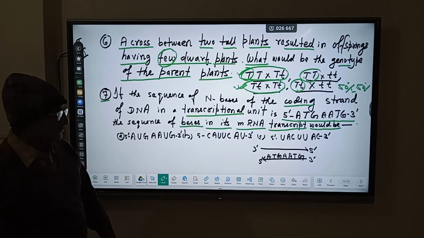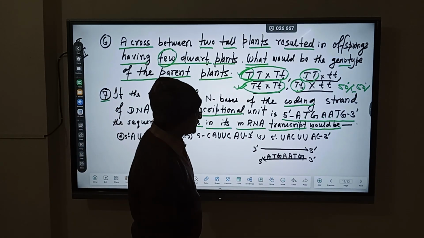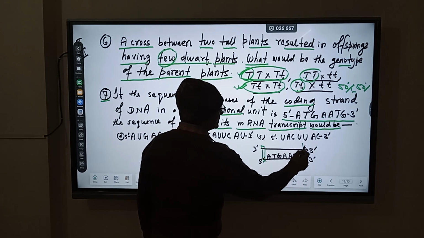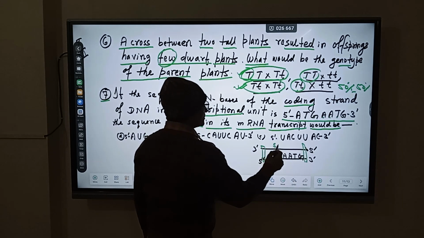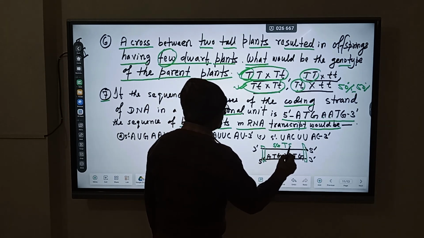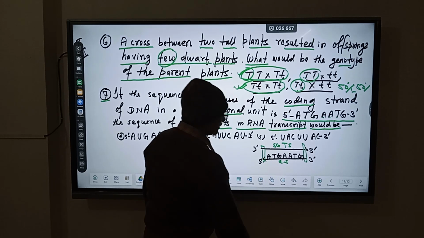Now try to understand. In a transcriptional unit, here is the promoter site, here is the terminator site, and these are the structural genes. This one is the template strand, and this one is the coding strand.